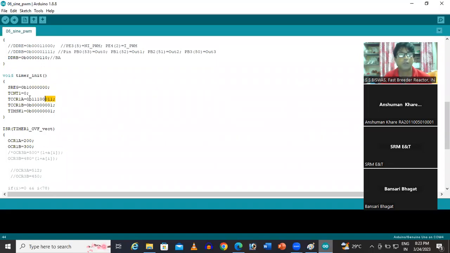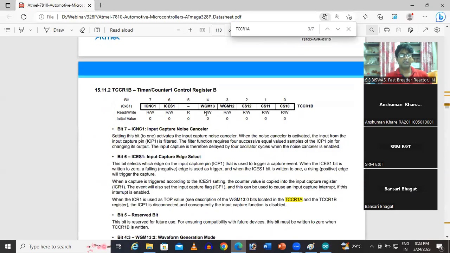Okay. So the explanation for TCCR1A is clear. Now another register is there, TCCR1B. So what is that register? You see, this is TCCR1B. And you know, WGM13 and WGM12 of the waveform generation mode are in register B, but that is 0. And we are not using ICNC1 and ICES1. So all these bits will be 0.